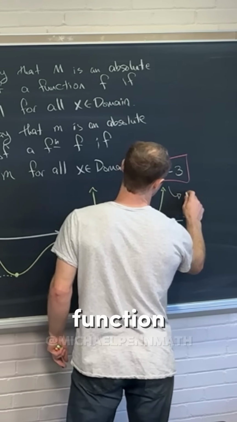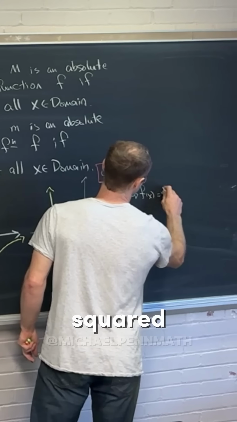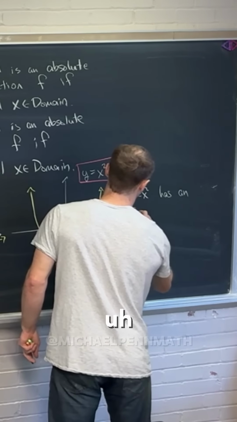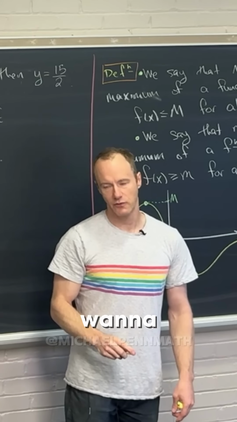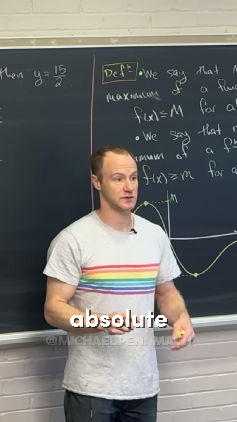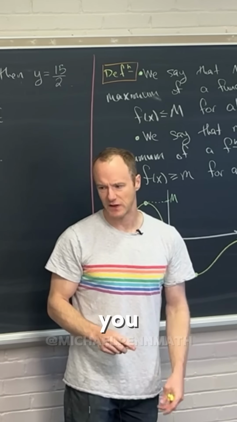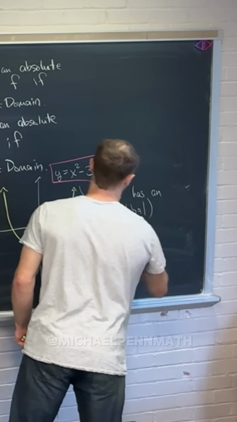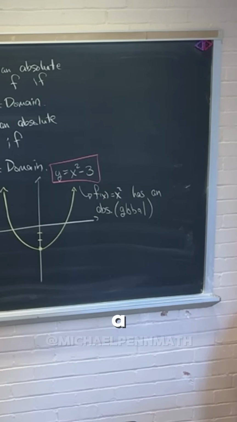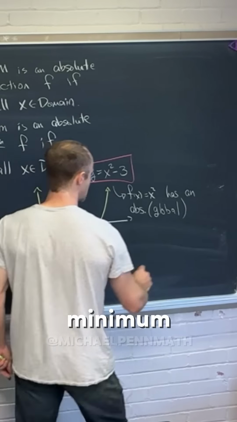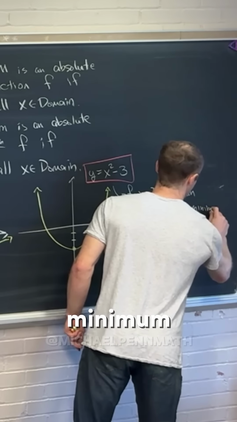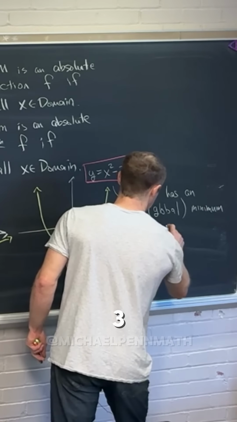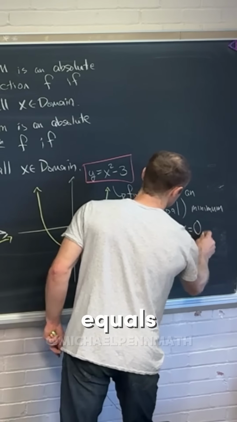This function, f of x equals x squared, has an absolute, and while I'm writing this down, I want to put in a synonym for absolute maximum and absolute minimum that you might see, and that's global. So let's say global. Okay, so it has an absolute or a global minimum of -3 at x equals 0.